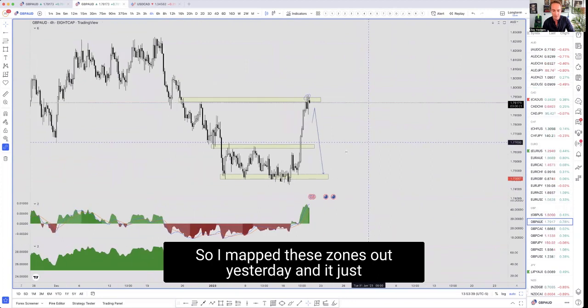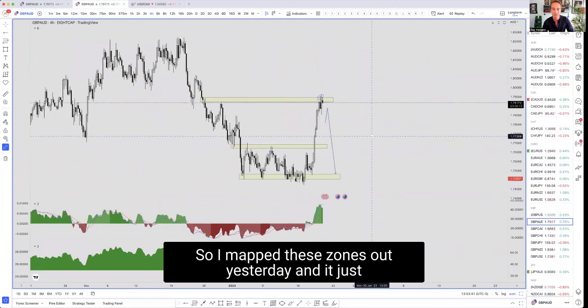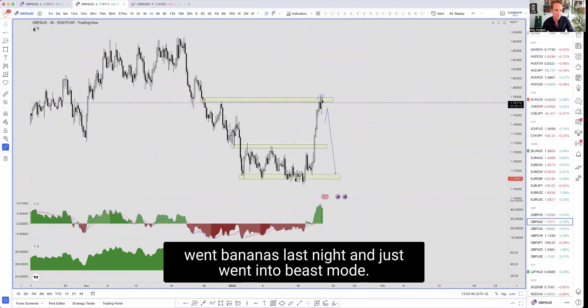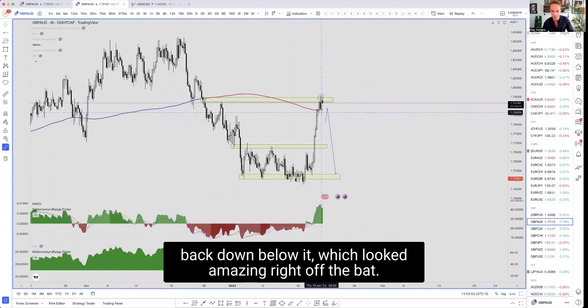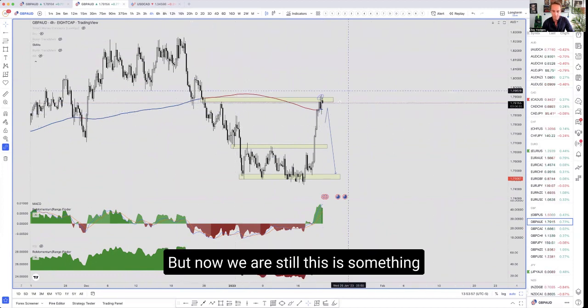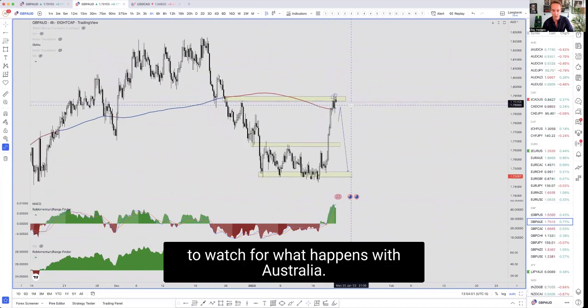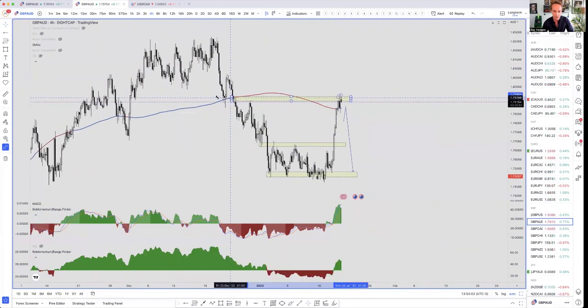So I mapped these zones out yesterday and it just went bananas last night and just went into beast mode. So now we have retested the 200 SMA, started to fail back down below it, which looked amazing right off the bat. But now we are still, this is something to watch for, what happens with Australia.